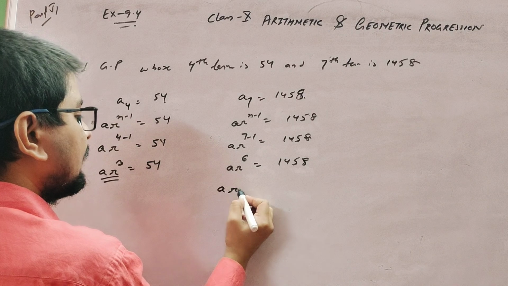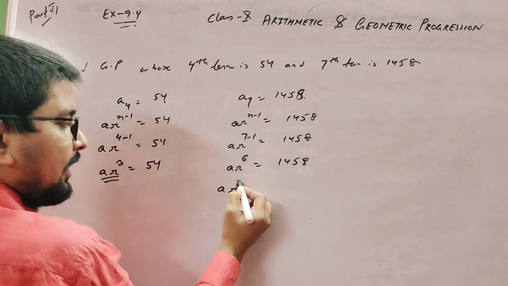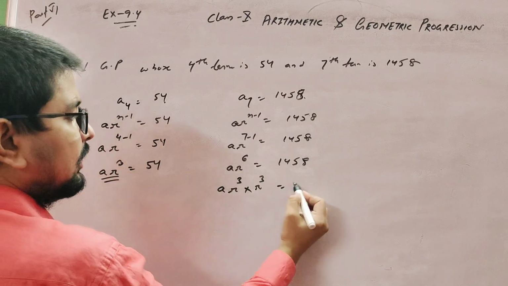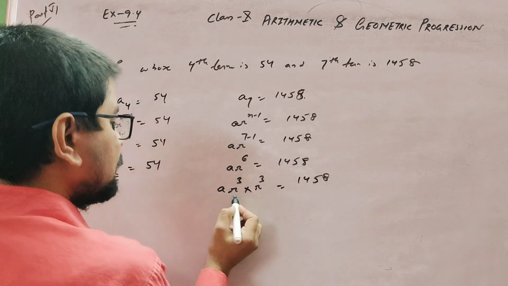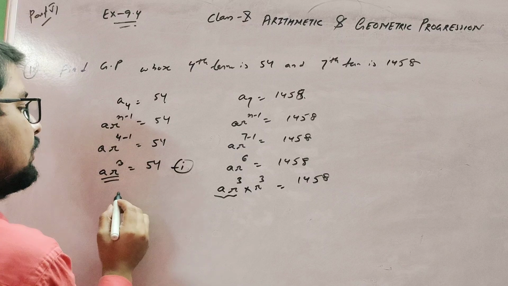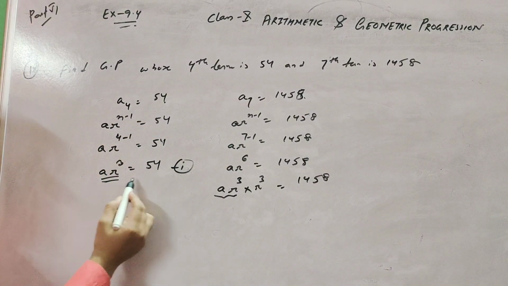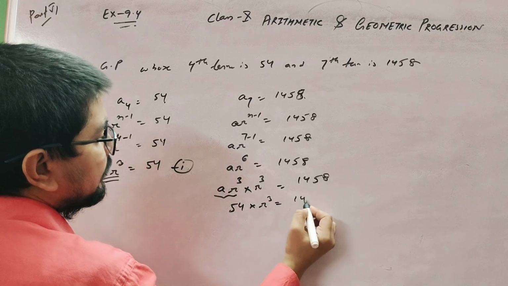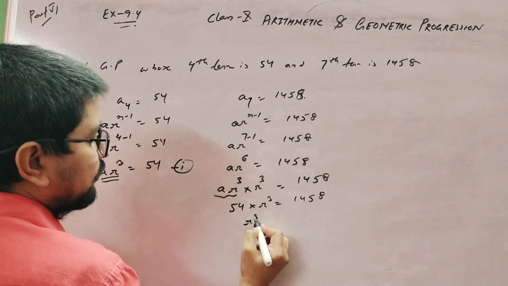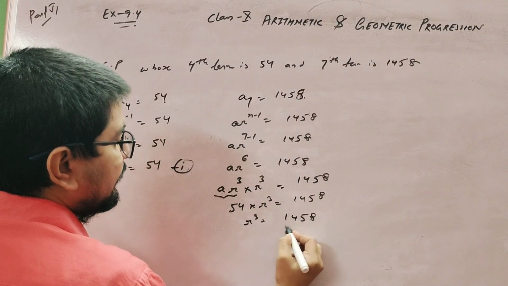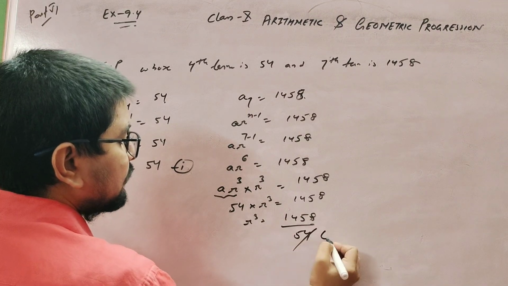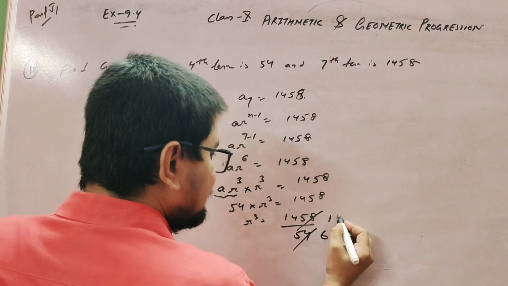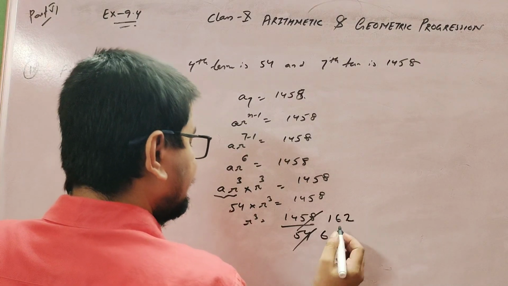So ar to the power 6, a is a and r is divided into two terms, that is r cube and r cube, equals 1458. So in place of ar cube we use equation 1, that ar cube equals 54, into r cube equals 1458. So r cube equals 1458 by 54. So 9 sixes are 54, 9 ones are 9, 9 sixes are 54 and 9 twos are 18.